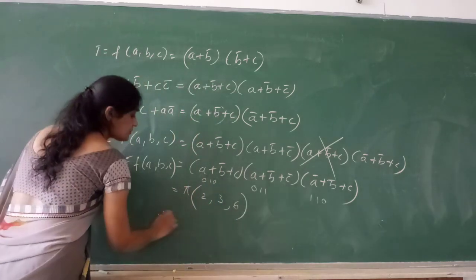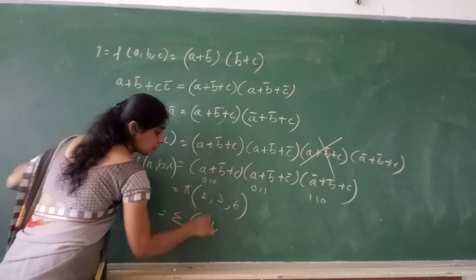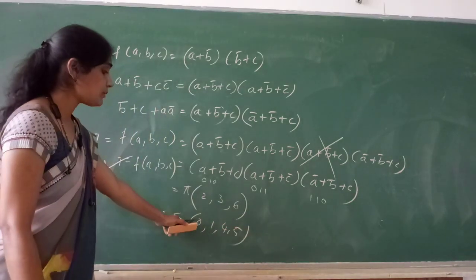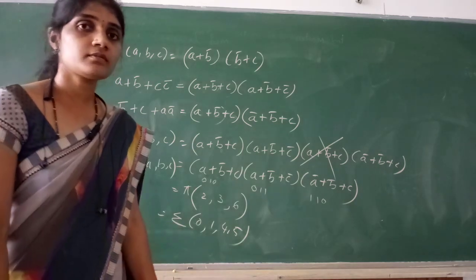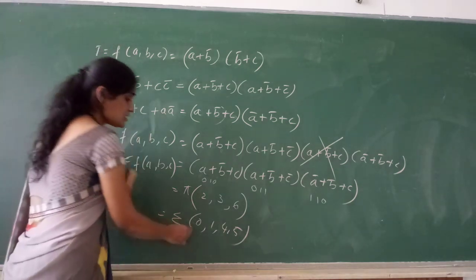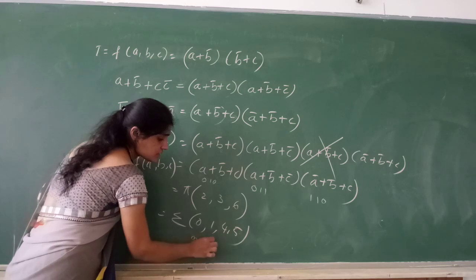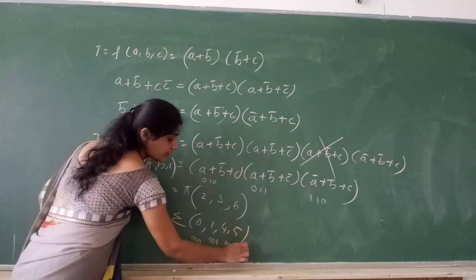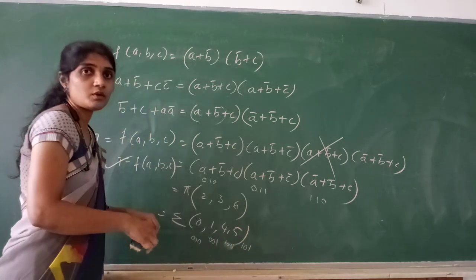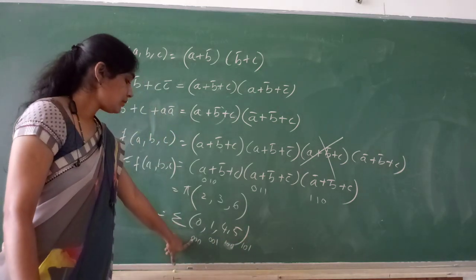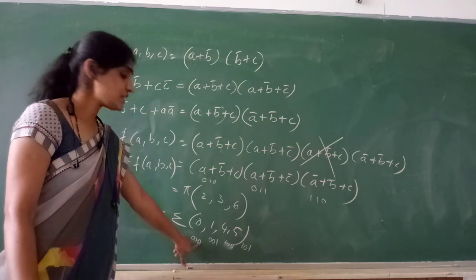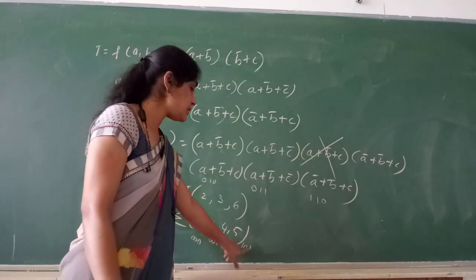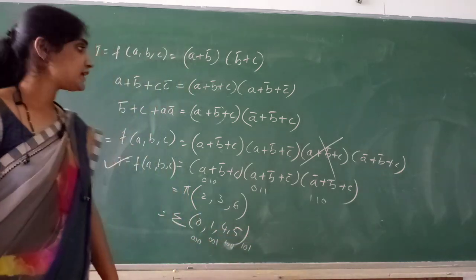How do you write the min terms for this? 0, 1, 4, 5 are the min terms. By looking at the min terms, can we write the SOP equation? That means 0, 0, 0, then 0, 0, 1, then 1, 0, 0. 5 means 1, 0, 1. So how do you write the SOP equation? A bar B bar C bar plus A bar B bar C plus A B bar C bar plus A B bar C. That's how we write the SOP equation.